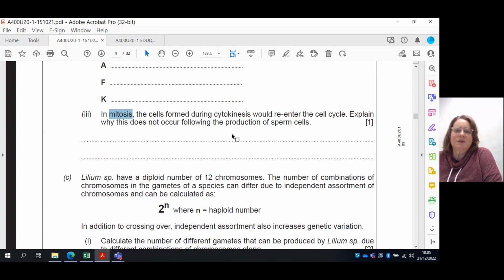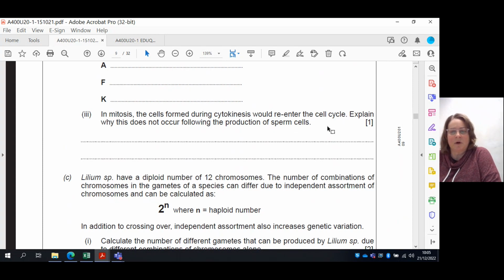The cells formed during cytokinesis would re-enter the cell cycle. So you've got a normal average cell that halves the genetic information, divides the cell, doubles it all up again, doubles the cytoplasm, you know, the normal cell cycle. Why can this not happen once you have got sperm cells? You've got spermiogenesis that has taken place.